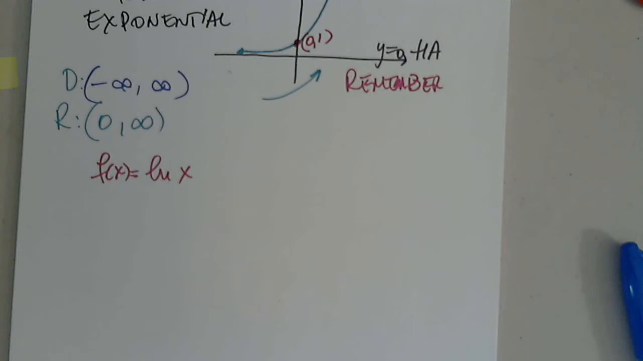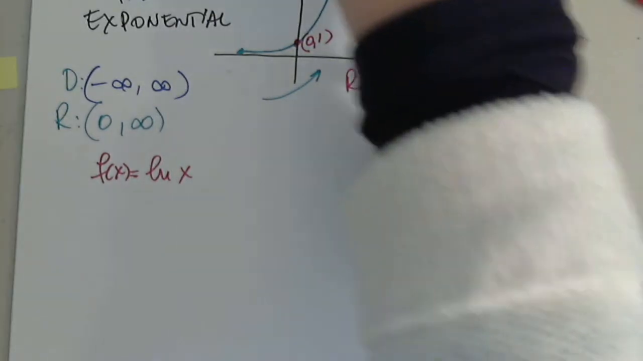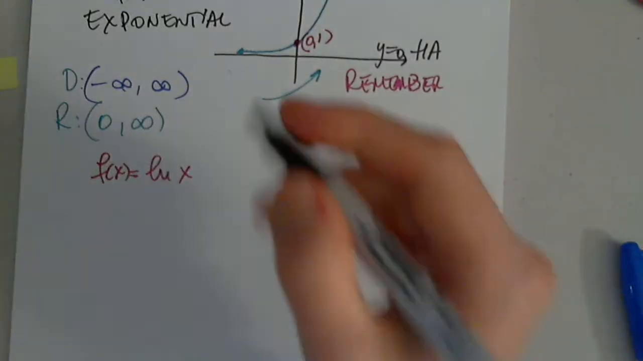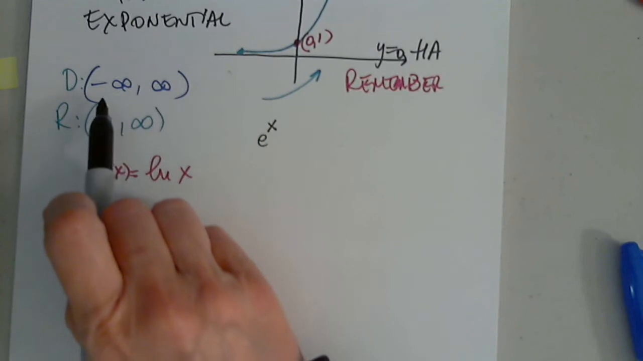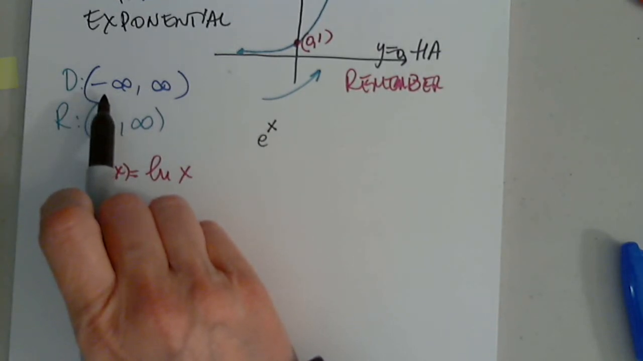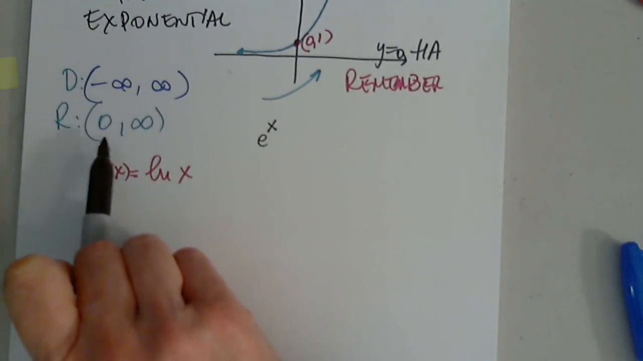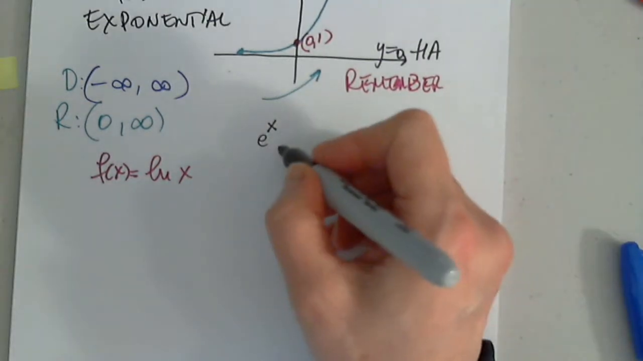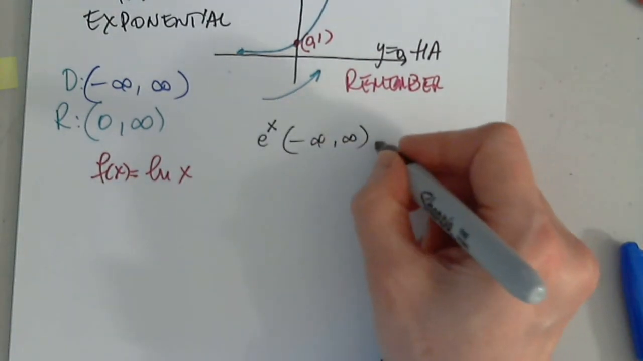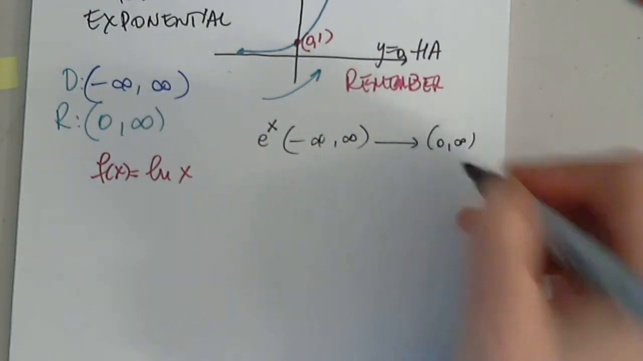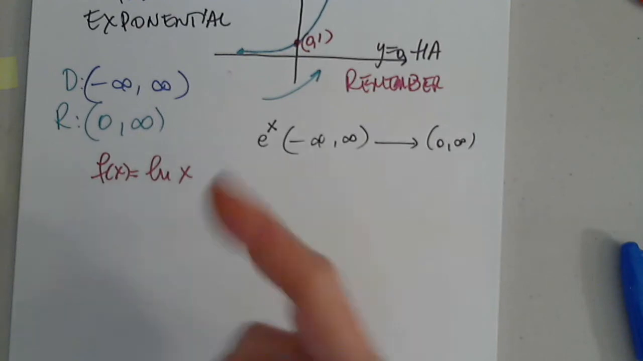Would that be just log of e? Okay, so let's talk about this. The exponential function, we already discussed, is defined on all real numbers, and it has range 0 to infinity. So the exponential function goes from negative infinity to infinity into 0 to infinity. This is for the exponential.